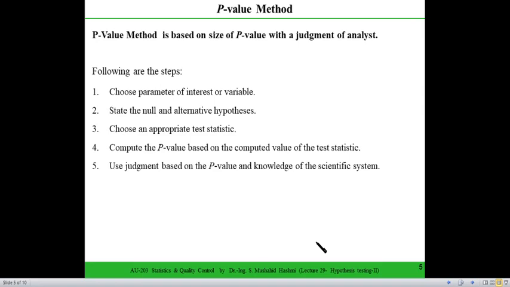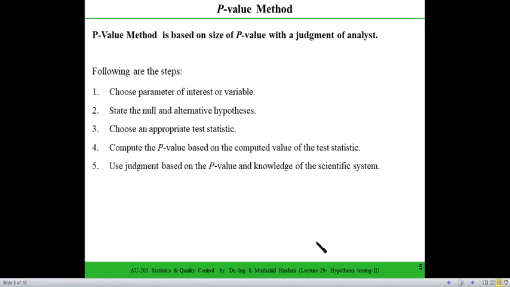The first 3 steps are almost identical, because you need to first choose the parameter of interest or a variable, whether a mean value, a population proportion, or a difference of means. Whatever your parameter of interest is needs to be chalked down first, and the second is to write down the two statements: the null hypothesis and the contradictory claim, which is called the alternative hypothesis.